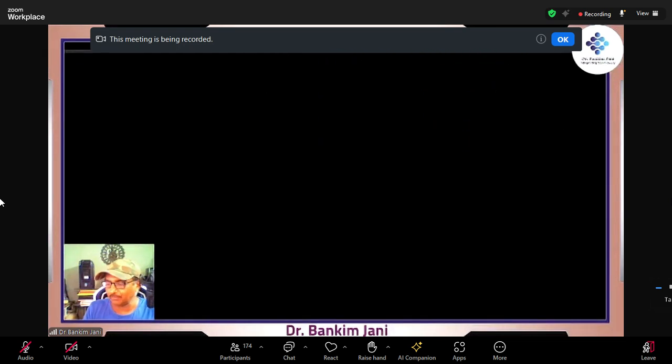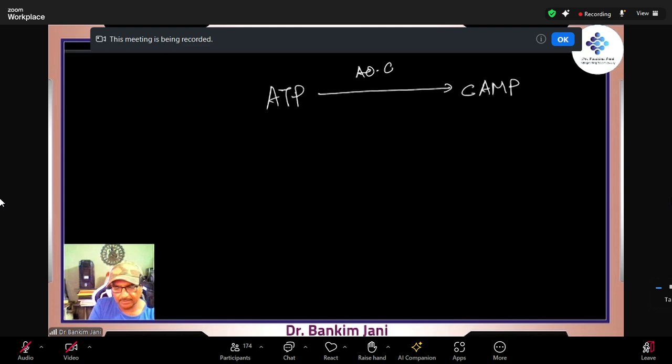Meantime, one more important process, and this is the vital process. ATP was getting converted to cyclic AMP. It is this cyclic AMP which was handled by adenyl cyclase. So we reduced it. Adenyl cyclase is blocked, so new conversion stopped, and there is a decrease in cyclic AMP.